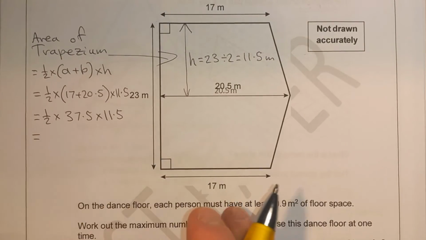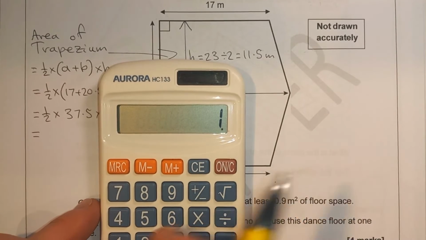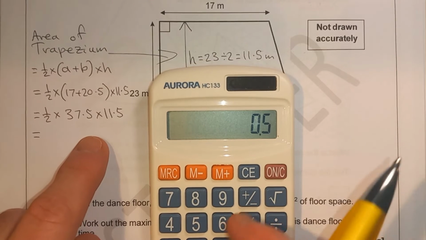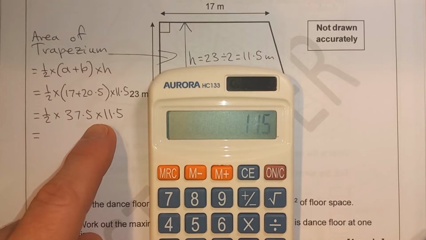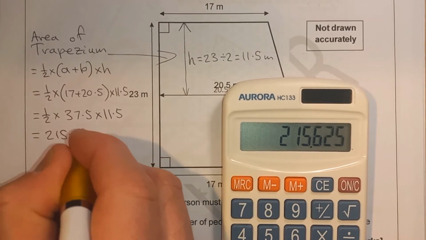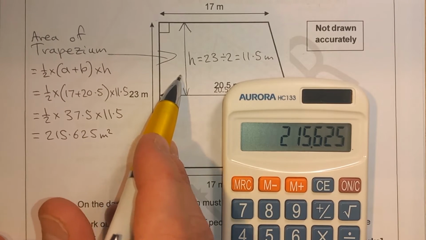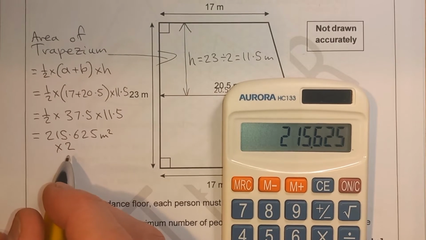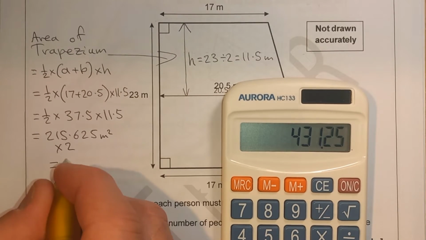Okay. So a half, if you know it is a decimal, you can go straight to 0.5, but 1 divided by 2 is 0.5. Multiply it by 37.5, multiply it by 11.5, and you get 215.625 metres squared. Now that's for one trapezium. We want 2, and because we've got a line of symmetry, we can just multiply it by 2.